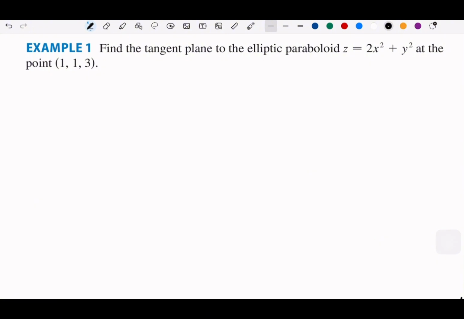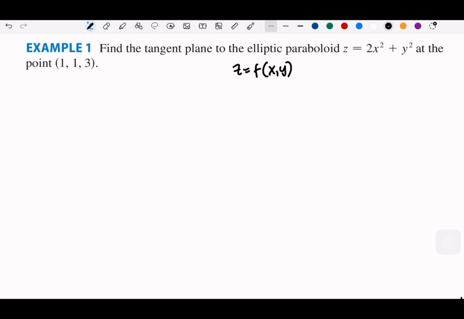Okay. But here, what we need to find is the tangent plane. So what do we need to do? First, we see the function is a function of two variables x and y. So this will be z equal f(x, y), which means that we can find the partial x and partial y. And since we have the point (1, 1, 3), we are going to use this point as our x0, y0, z0. Right? So write down, suppose that z is f(x, y).